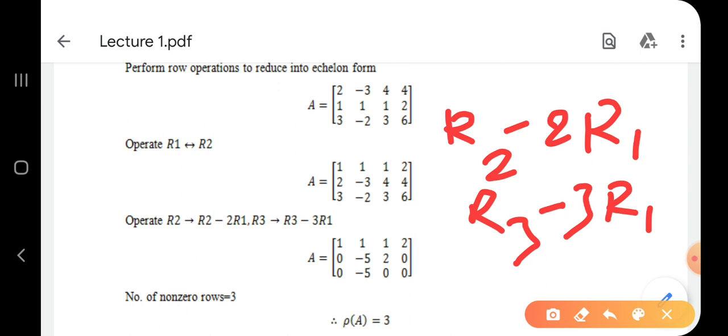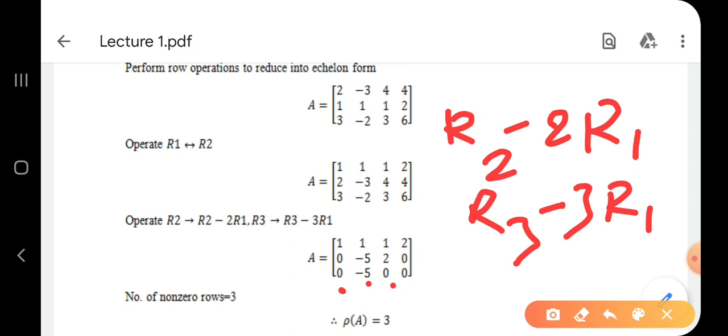Now do the calculation. Here 3 minus 2 minus 2 gives 0. Then minus 3 minus 2 gives minus 5. 4 minus 2 gives 2. Then 4 minus 4 gives 0. Next, 3 minus 3 is 0. Then minus 2 minus 3 is minus 5. Then 3 minus 3 is 0, and 6 minus 6 is 0. Are you getting it?